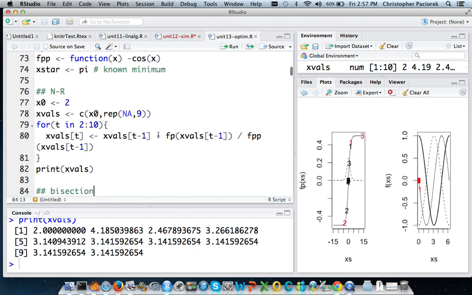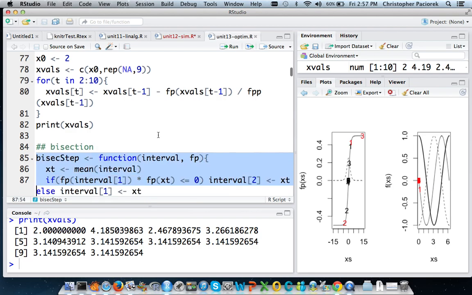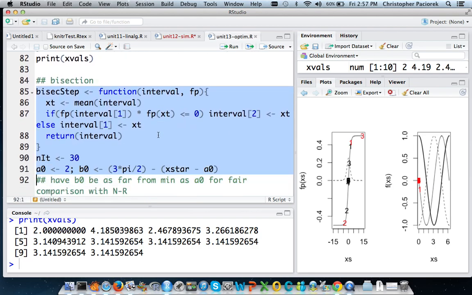And now let's look instead at what happens with bisection. Here I'm going to have a maximum number of iterations of 30. And remember, I need 2 points: a right-hand side and a left-hand side. I tried to set up A0 and B0 so that the distance I was starting Newton's method away from pi was roughly comparable, so that it was an apples-to-apples comparison.